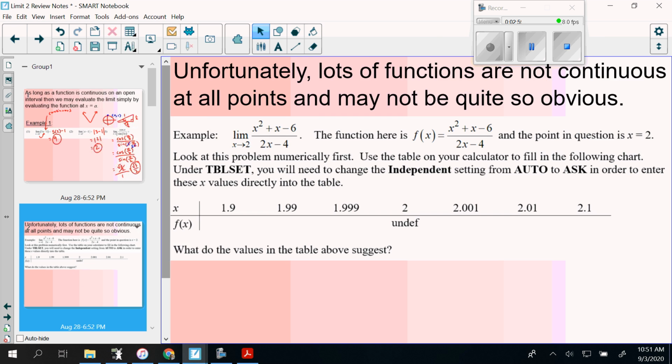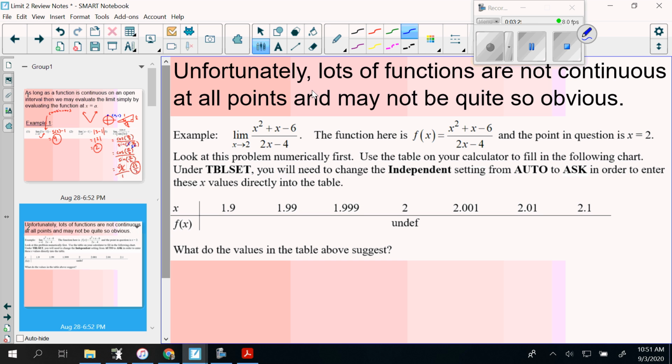Now, that won't always work. Unfortunately, lots of functions are not continuous at all points, and so the answer might not be so obvious. Here's an example function here. If we were to put 2 in for this x here, our denominator is going to turn into 2 times 2 is 4. 4 minus 4 equals 0. We can't have division by 0, and so using substitution doesn't work because our function's not continuous at 2.